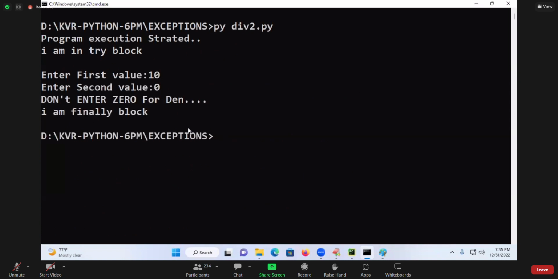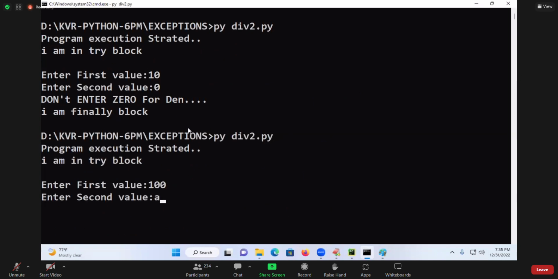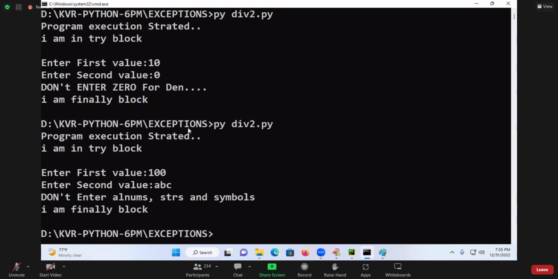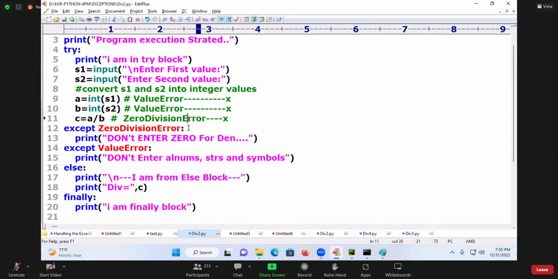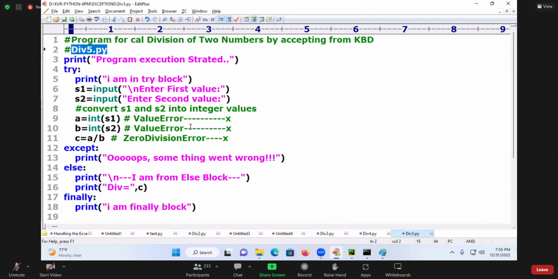No. You see our program, DAV2.py. Something is there in DAV2.py. With 10 and 0, it says don't enter 0 for the denominator. "Oops, something went wrong" is not there. With 100 and ABC, it says don't enter illegal numbers, strings and symbols. It is not "Oops, something went wrong." It gives a precise answer. When you make a mistake, it tells you, so you have clarity about the exact error.